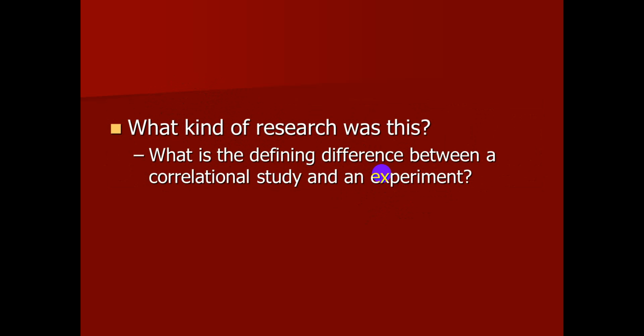So, what kind of research was this? What is the defining difference between a correlational study and an experiment? A correlational study is only trying to find a relationship between two variables, where an experiment is trying to find a cause and effect relationship between the variables. So in a correlational study, you don't have an independent and dependent variable like you have in an experiment. You just have two variables, and you're looking for a relationship between the two.